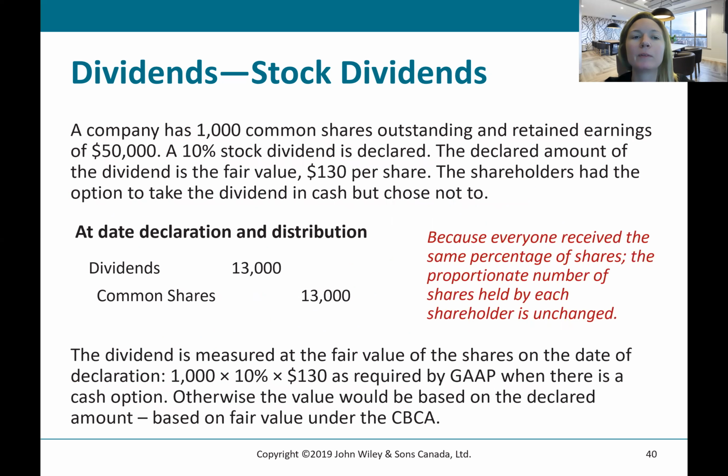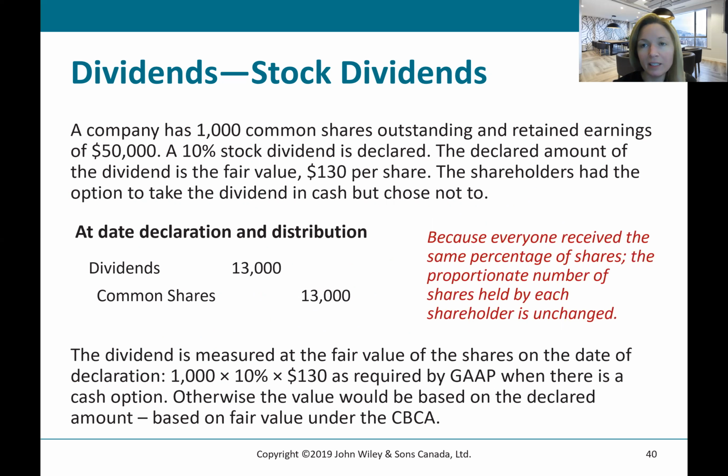So here's an example. We've got a company that has 1,000 common shares outstanding and retained earnings of $50,000. A 10% stock dividend is declared. The declared amount of the dividend is the fair value, $130 per share. The shareholders had the option to take the dividend in cash, but chose not to. So at the date of declaration and distribution, they would record debit dividends.